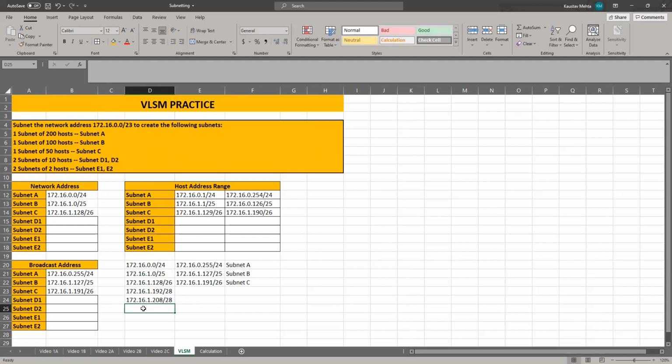And then the third one, now we're making 4 this time. So let me just write down all 4. The next one would be 208 plus 16, so 172.16.1.224/28. And the last one would be 172.16.1.224 plus 16 again, so 240, and /28 again.